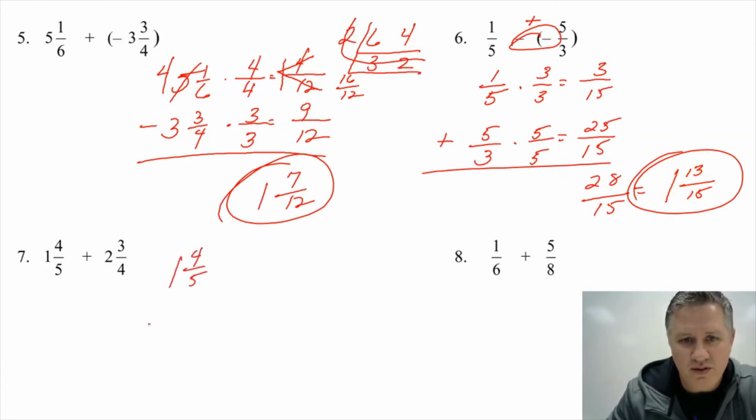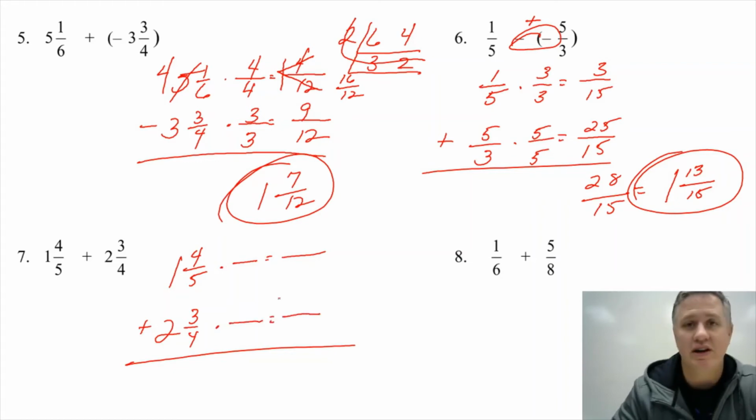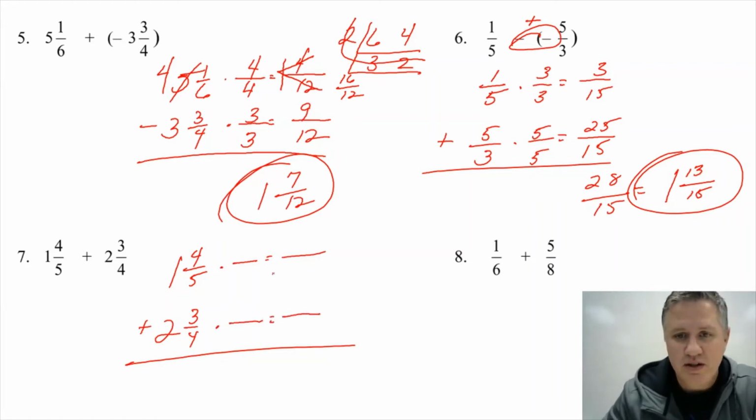Here we go. 1 and 4/5 plus 2 and 3/4. And if I go too fast at home, you can definitely pause it and check it out, or rewatch it. So here we go. I need to find a common denominator out of 5 and 4, which is 20. 5 times 4 is 20, so I'm going to multiply by 4/4. And 4 times 5 is 20, so I'm going to multiply by 5/5.